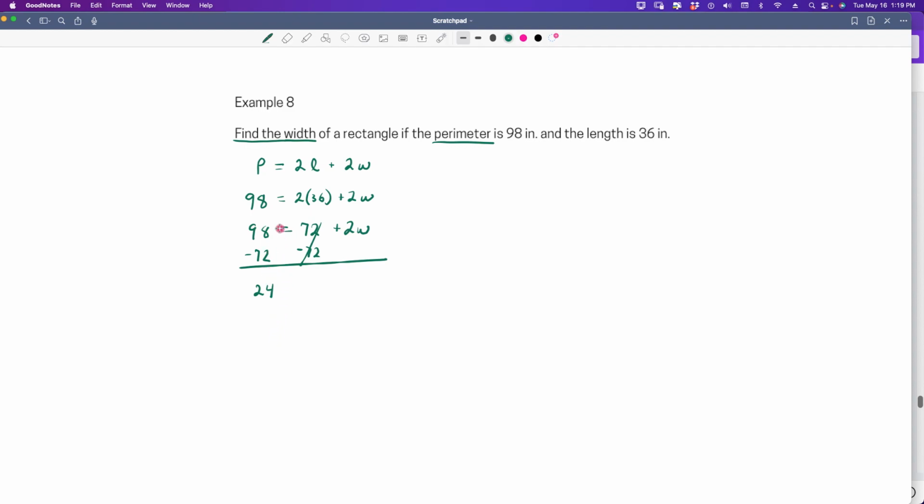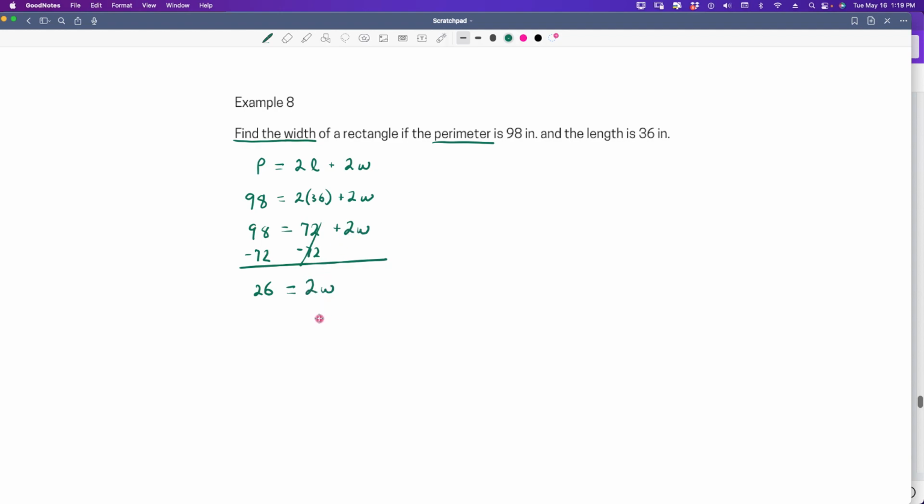Is it 24? No, I'm sorry. I did the math wrong. It's 26. 8 minus 2 is 6, not 4. For some reason in my head, I divided. I don't know why. So 26 is equal to what's left, which is 2W.